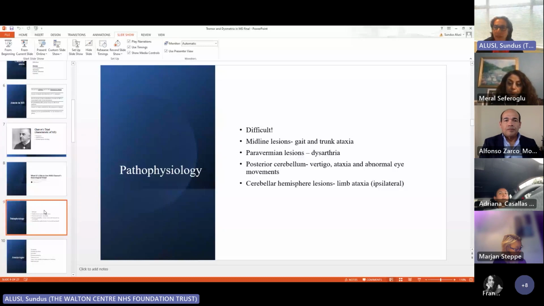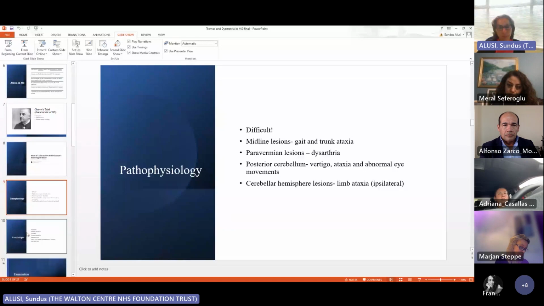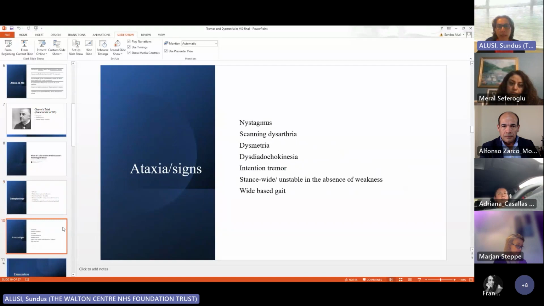And by the way, all the references are there at the end of the talk. Just to tell you that if you get a midline lesion in the cerebellum, you would get gait and trunk ataxia, whilst paravermian lesions tend to give the dysarthria. The posterior cerebellum is known to cause the nystagmus and vertigo, and limb ataxia will be more the peripheral hemisphere of the cerebellum. So how do we examine patients with ataxia?